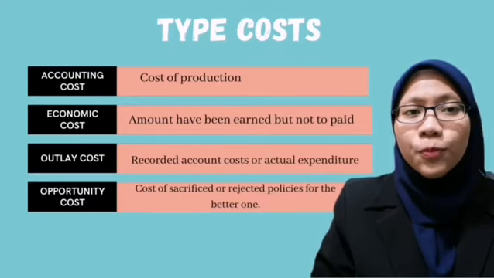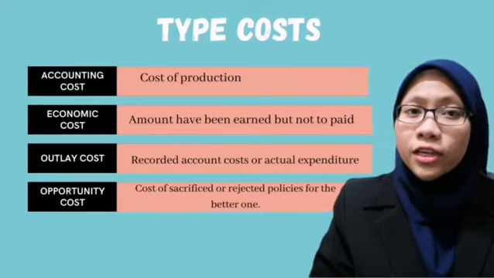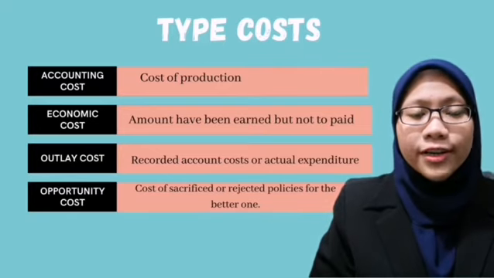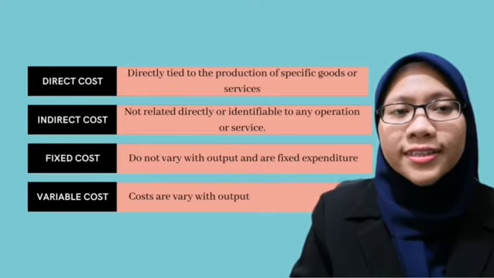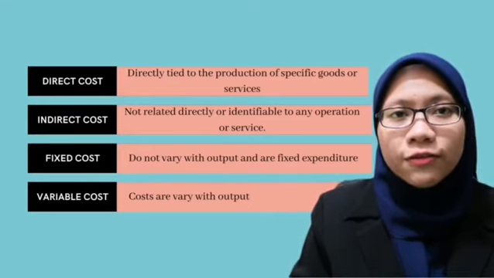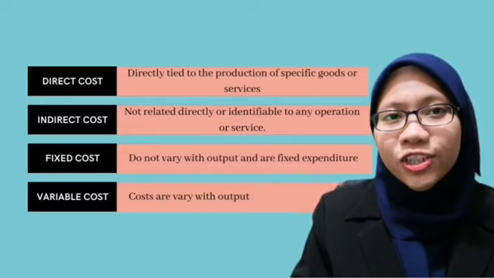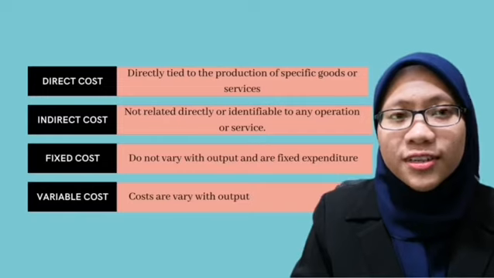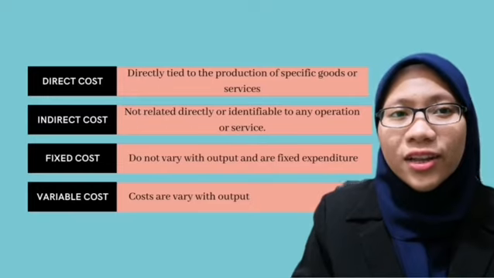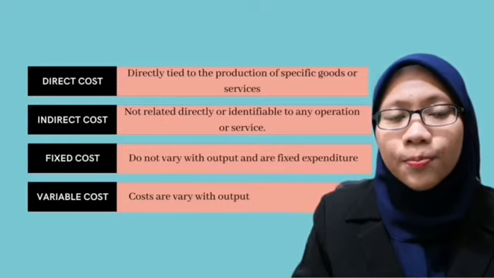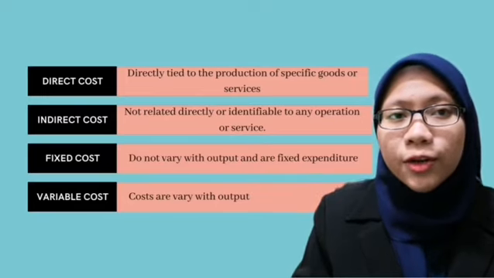The fourth cost is opportunity cost. This is the cost of sacrificing or rejecting a policy for a better one. The fifth is direct or traceable cost. These costs can be directly tied to the production of specific goods or services. Examples are direct labor, commission, and manufacturing supplies. Sixth is indirect or non-traceable costs. These costs are not related directly or identifiable to any operation or service. Costs such as electrical power or water supply are some examples because these expenses vary with the output. They generally have a functional relationship with the production.